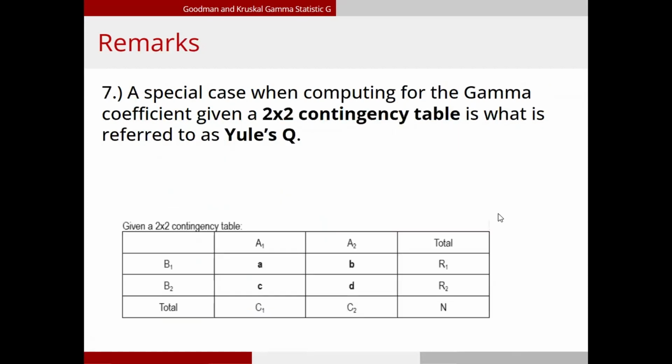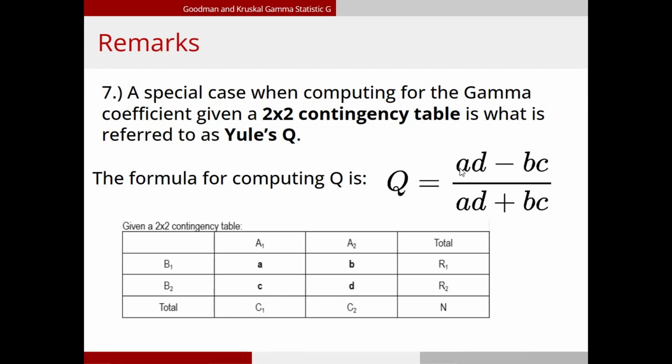Next, a special case when computing for the gamma coefficient given a 2 by 2 contingency table is what is referred to as Yule's Q. So if our table looks like this, in previous tests, like for chi-square test for independence or for exact tests, we usually label our values with A, B, C, and D. And with Yule's Q, this is the formula. We have A times D minus B times C all over A times D plus B times C. This is just a variation of G. But since it is a 2 by 2 contingency table, we have A, and this is the only big N sub ij plus. And while for discordant pairs, we only have this B times the big N sub ij minus, which is C. Hence, we have this formula.